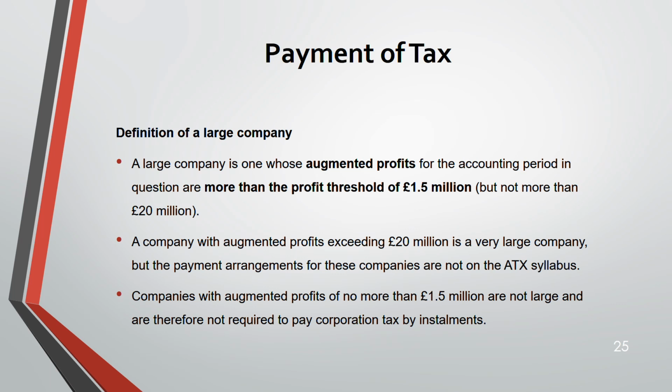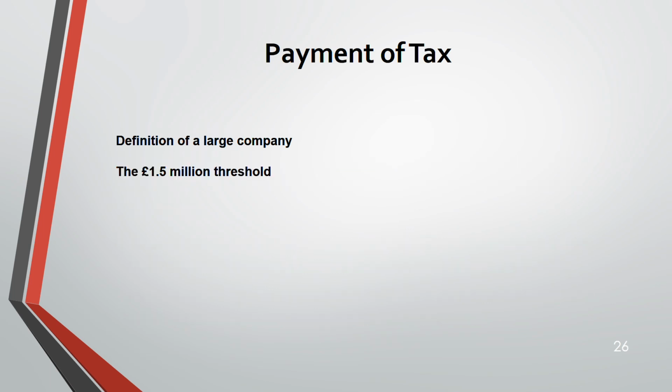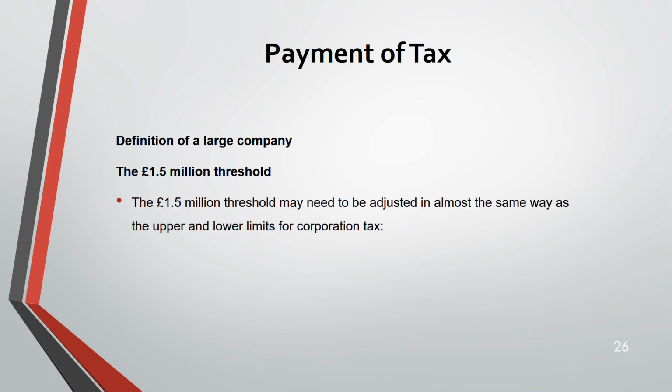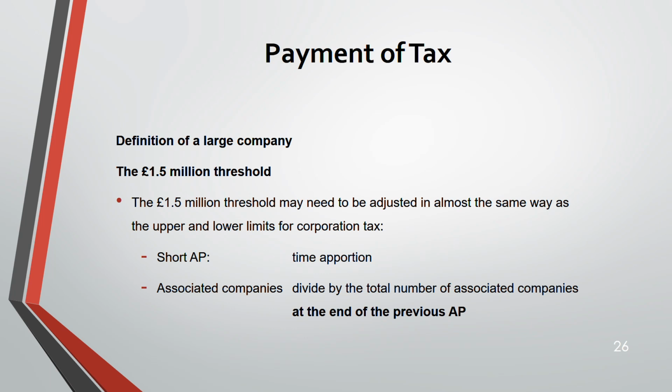Companies with augmented profit of no more than 1.5 million are not large, and therefore they do not pay their corporation tax by installments. They pay by 9 months and 1 day. It is just as simple as that. Less than or more than the 1.5 million threshold, you have to check that. The 1.5 million threshold may need to be adjusted in the same way as the upper and lower limits for corporation tax. If it's a short AP, you have to take the number of months. And if there are associated companies, then you also have to divide by the total number of associated companies. That means the 1.5 million threshold will be divided by 5 if there are 5 associated companies.